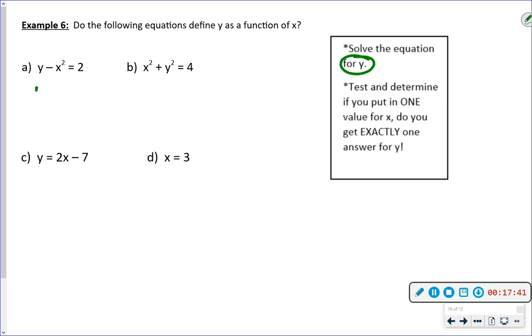I'm going to add x squared over. Got it. That one, C, is already solved for y. D, there is no y, so I guess I'll work on B now. So I'm going to subtract x squared, and then I'm going to square root it to cancel out squaring. Important step, make sure you put plus or minus.